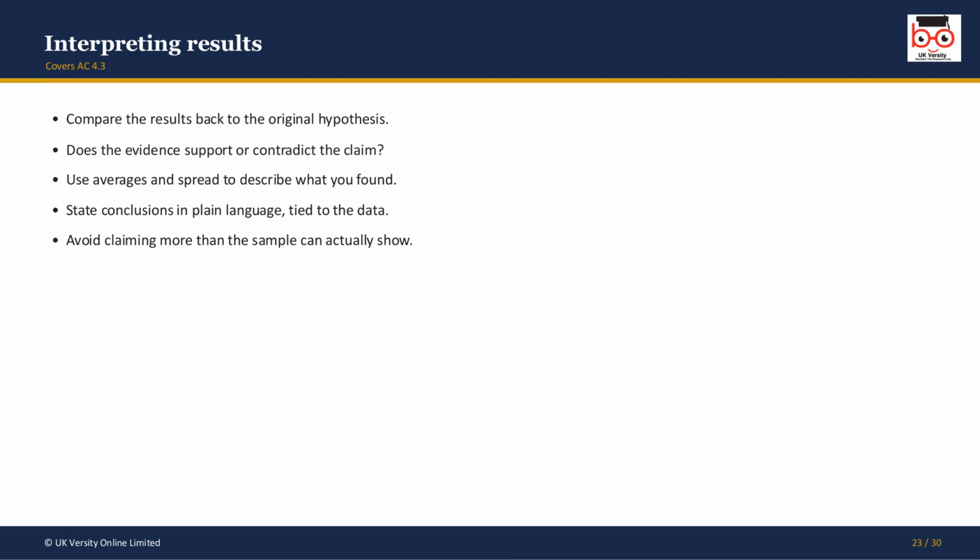Interpreting results is where the investigation earns its keep. You compare what you found back against your original hypothesis, asking whether the evidence supports or contradicts the claim. Use your averages and spread to describe what you saw and state your conclusions in plain language, firmly tied to the data. Above all, be careful not to claim more than the sample can genuinely show.